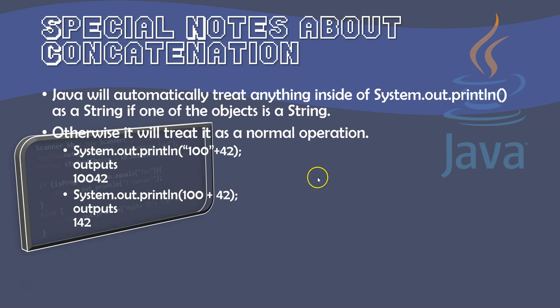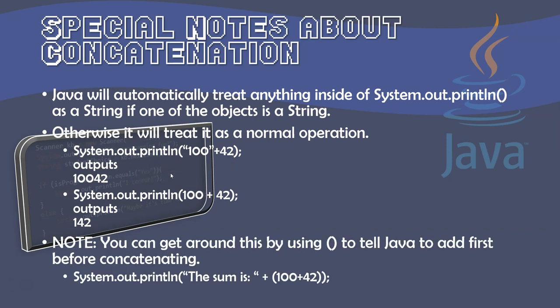10042. Because it's simply just going to join 42 as a string. But if I do System.out.println of 100 without the quotes, just a regular 100 plus 42, I'm going to output 142. Because again, it's going to look and say, hey, there are no strings in here, so this must be a numeric operation. Here I have quotations, or if this was, let's say, a variable that was a string type, if the variable was number plus 42, we would also get a string type here.